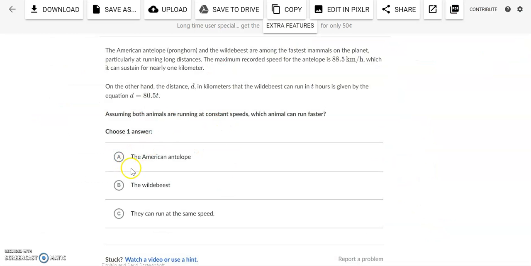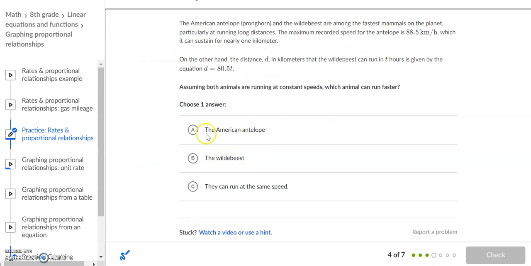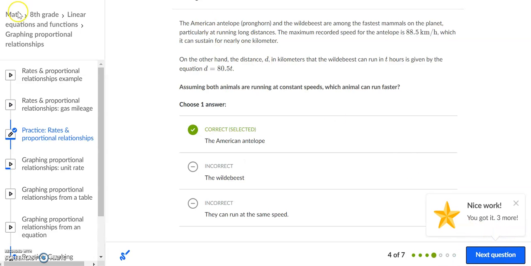So I want you guys to work on that problem, okay? Make sure you can see that we say the American antelope is the fastest. So there you have it, okay? Go ahead and get some practice done, and then you can do the second set.